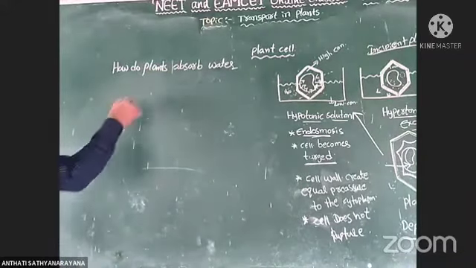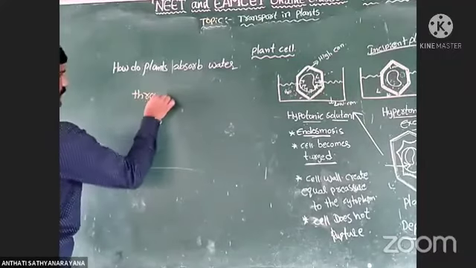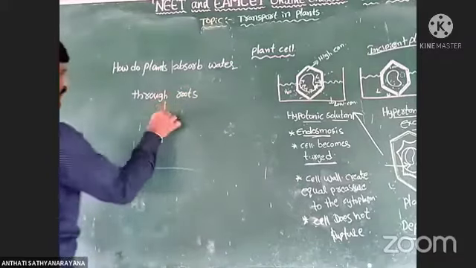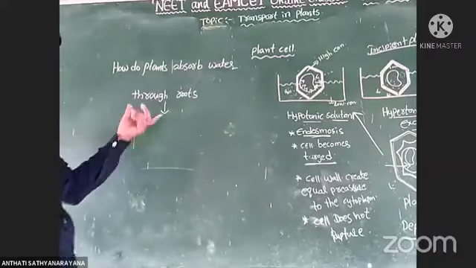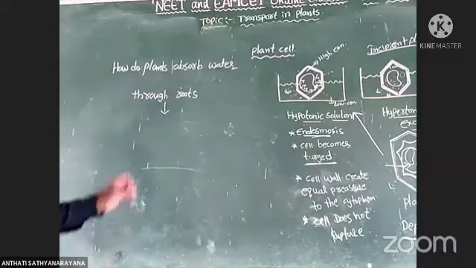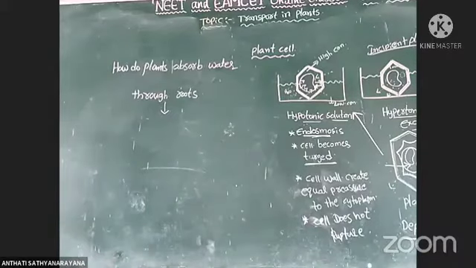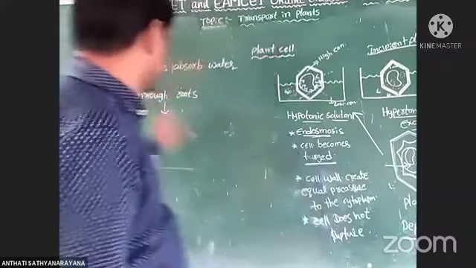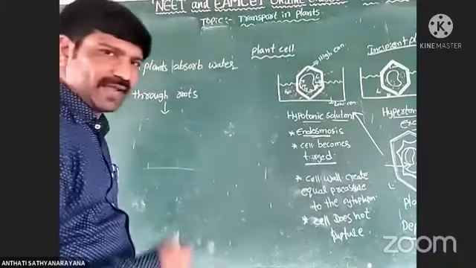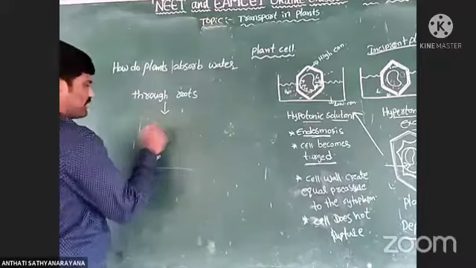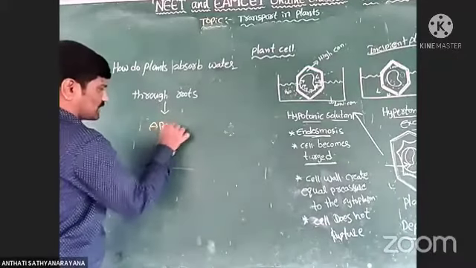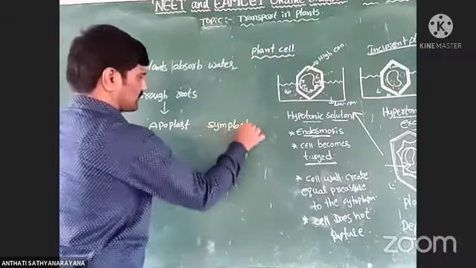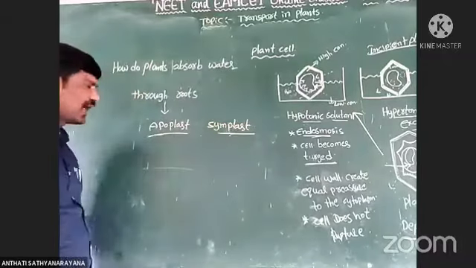Plants absorb water through roots. Millions of root hairs increase the surface area of absorption of water. Here, absorption of water is mainly of two types: apoplast and symplast.